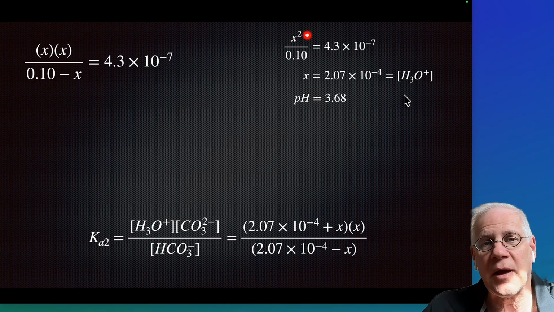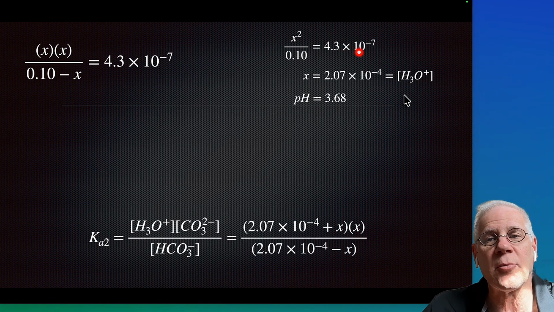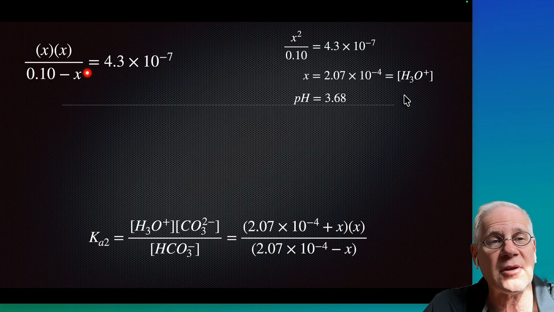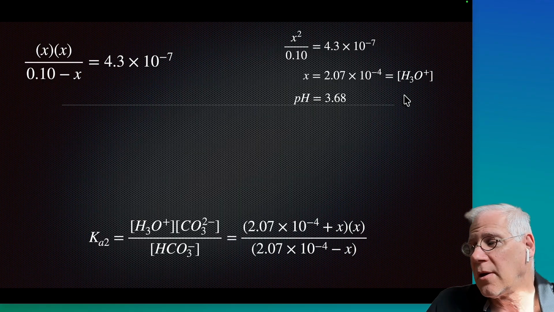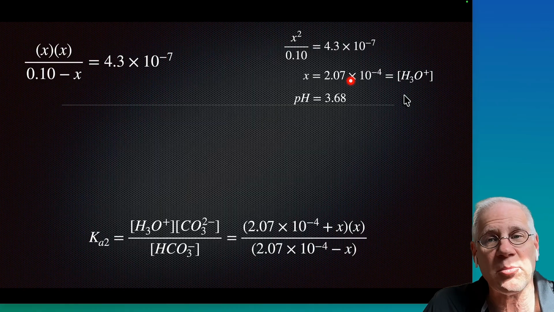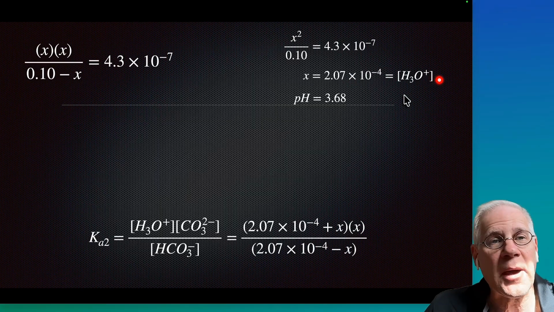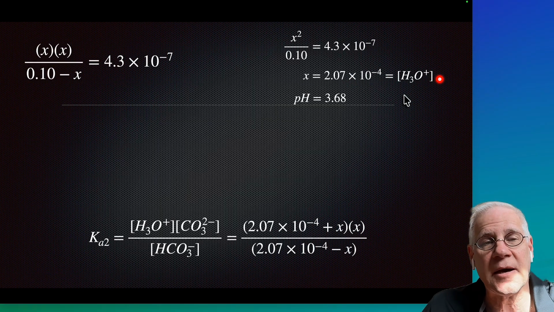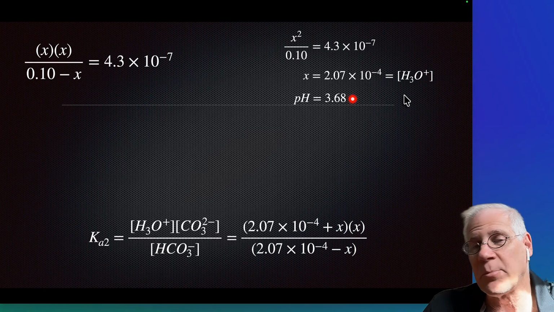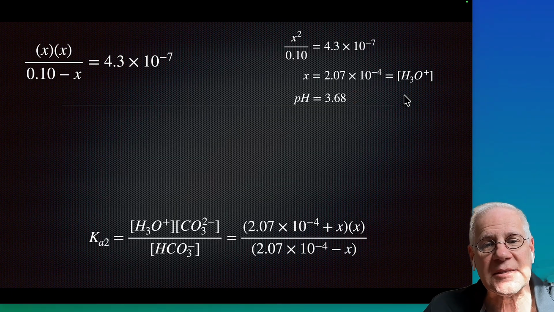So if we ignore that X, we have X squared over 0.1 is equal to 4.3 times 10 to the minus 7. When we solve this for X, we get 2.07 times 10 to the minus 4. We see that this is indeed much smaller than 0.1, and it would take our value outside of significant figures. And if we took 0.1 and subtracted this, we would still end up with 0.1 given our two decimal places there. So our X value, if we look back at our ICE box, that is the value of the H3O plus concentration. So we can take the negative log of this value and we get a pH of 3.68.